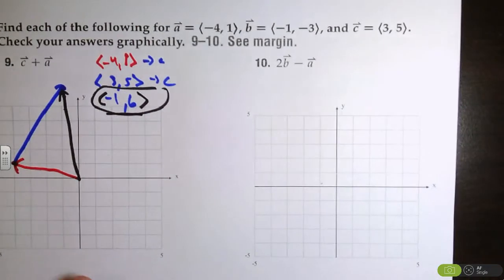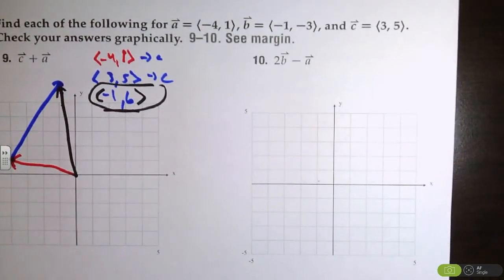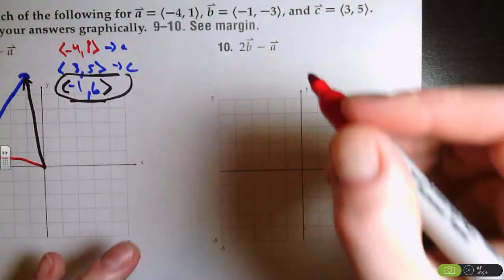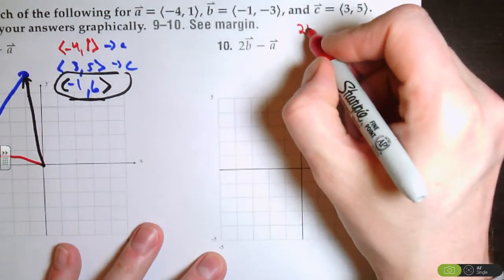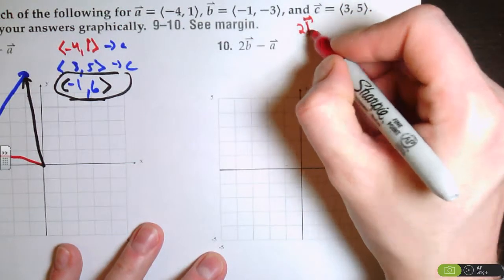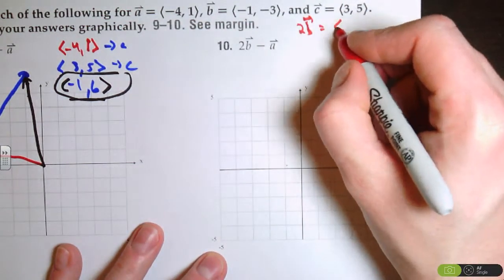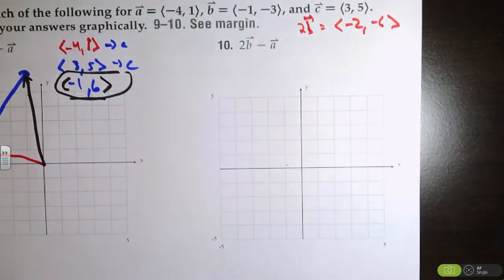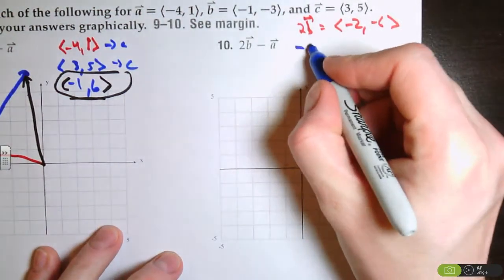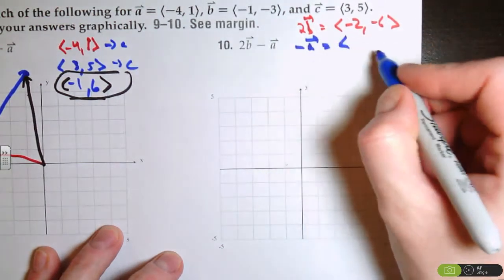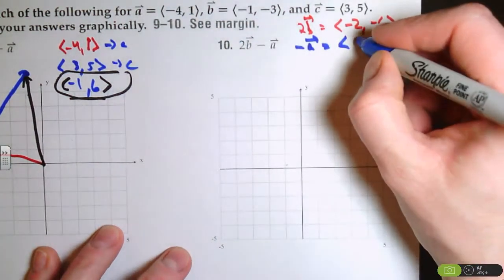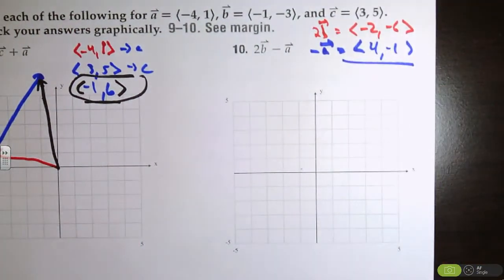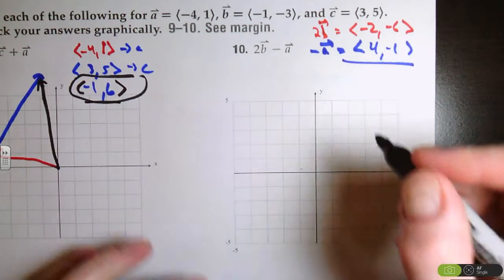Now, number 10, it says 2b minus a. Well, 2b is what you would think. Just double b, which then would be negative 2, negative 6. And then negative a, which is what they're asking us to do here, is what you would think of it as well. Hey, just do the opposite of a, so 4, negative 1. And then just add them together. And when you do that, you're going to get 2, negative 7.